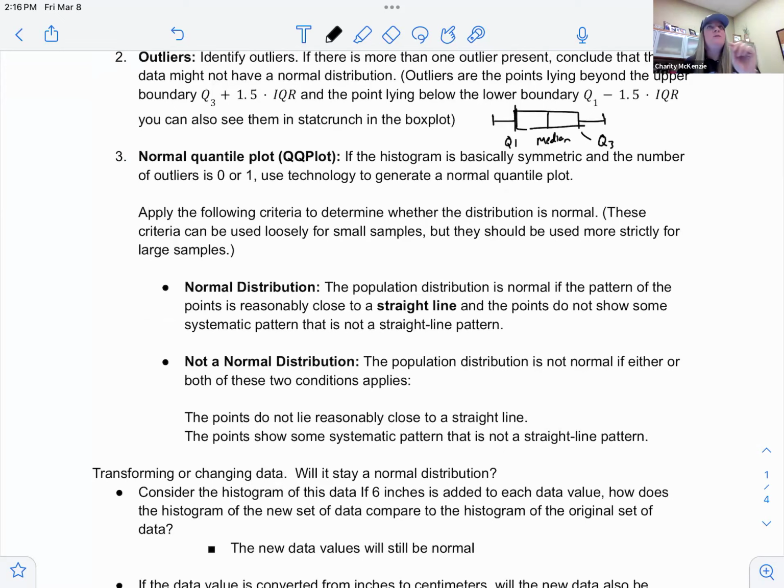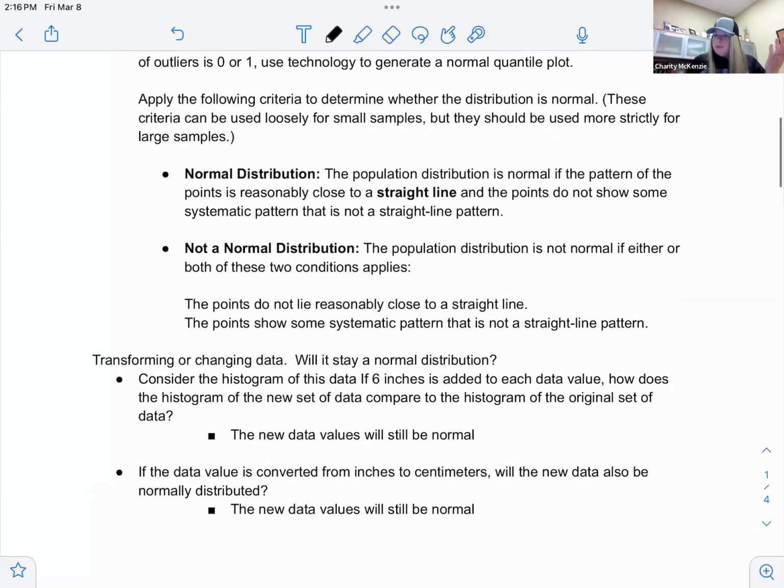So you don't even do the QQ plot if your histogram is not forming a bell, like if it's skewed to the left or skewed to the right. If you're not sure, you should keep going, look for outliers, look for normal. So that's all we're doing today.